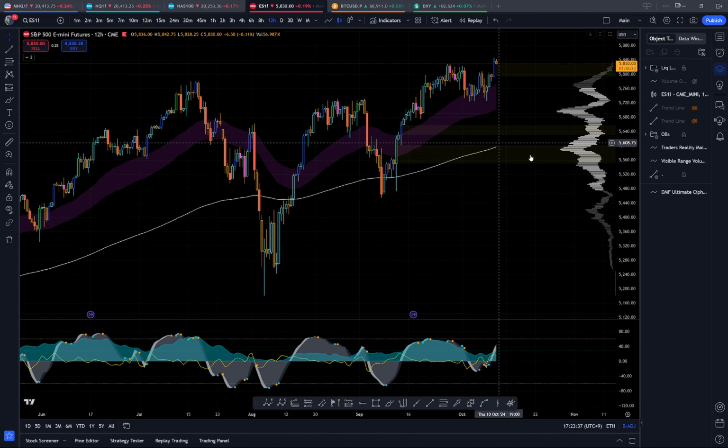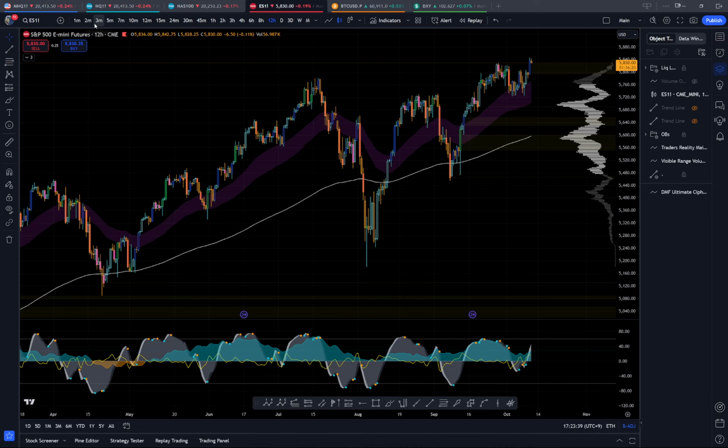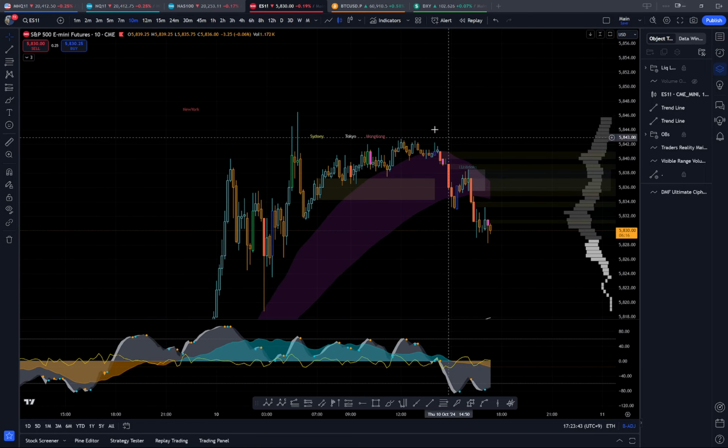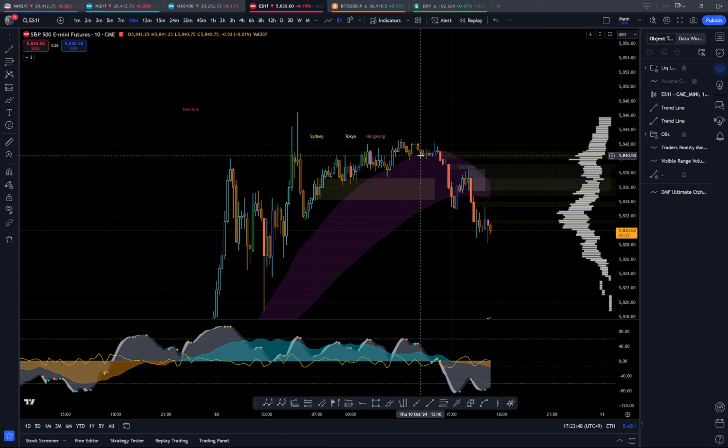It's definitely possible. Let's have a look at the ES. The ES came up and made a new all-time high. We have a bit more of a curve here. It's the same thing going on.